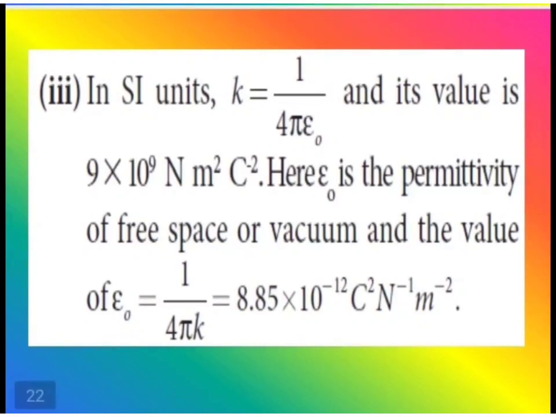In SI units, K is a constant. The value of K is equal to 1 divided by 4 pi epsilon naught, and its value is 9 into 10 to the power of 9 Newton meter squared Coulomb power minus 2. Here epsilon naught is the permittivity of free space or vacuum, and the value of epsilon naught, which is equal to 1 by 4 pi k, is 8.854 into 10 to the power of minus 12 Coulomb squared Newton inverse meter power minus 2.